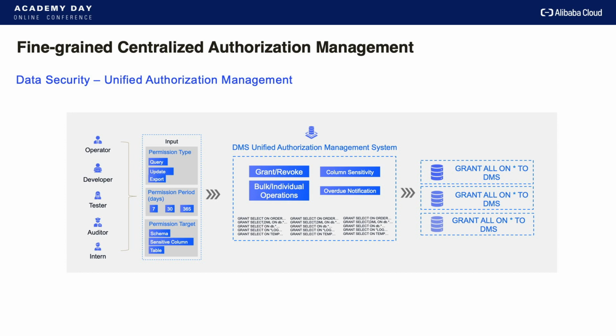What that means is you have many different types of users, maybe a tester, a developer, an operator. And from the admin user's perspective, you want to assign different permissions to these different types of users. So you can choose a permission type. Maybe you want to define a permission for query, for update, or for exporting. And then you can define the permission period, for how long this permission will be valid: a year, a month, a week, right?